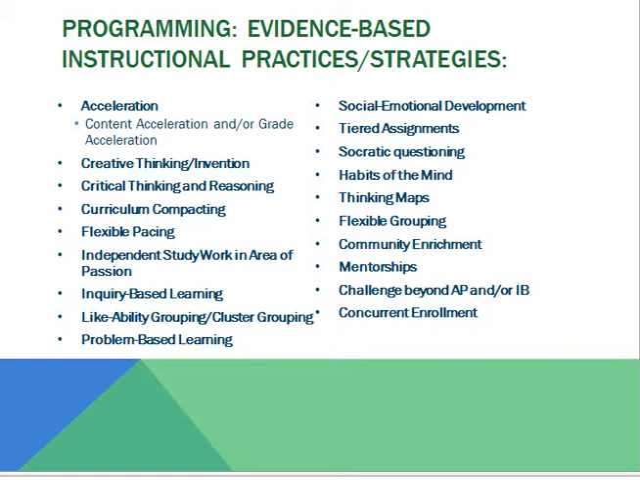Creative thinking, intervention, critical thinking and reasoning, curriculum compacting, flexible pacing, independent study work in the area of passion, inquiry-based learning, ability grouping or cluster grouping, problem-based learning, social emotional development, tiered assignments, Socratic questioning, habits of the mind, thinking maps, flexible grouping, community enrichment, mentorships, challenge beyond AP and/or IB, and concurrent enrollment. All of these are research-based, and show that students who receive this type of programming or gifted strategies really do show academic achievement and affective achievement growth.